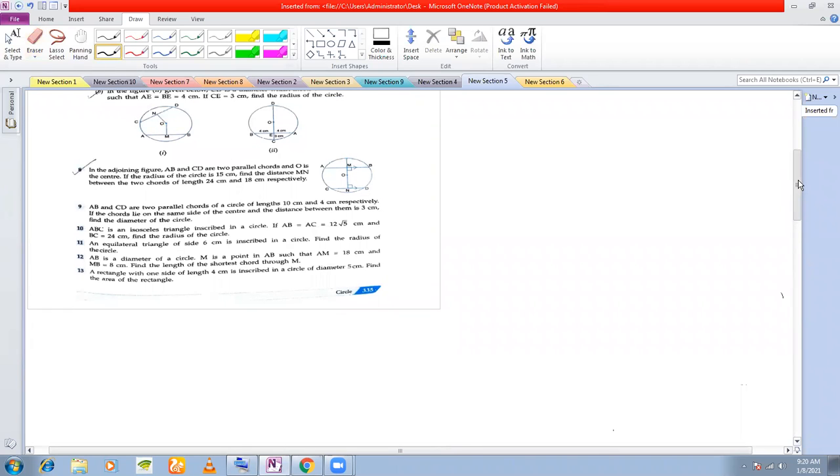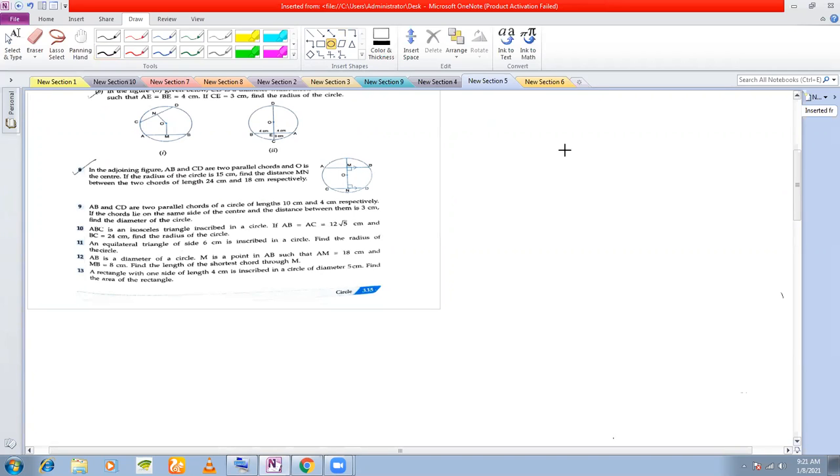So number 10. The question here is: ABC is an isosceles triangle inscribed in a circle. Inscribed in a circle means inside a circle with vertices lying on the circle. If AB is equal to AC is equal to 12 root 5 and BC is 24 centimeters. So what is given? All the three sides of the triangle are given. The two equal sides of the isosceles triangle are given to be 12 root 5, and the unequal third side is given to be 24 centimeter. Question is, find the radius of the circle.